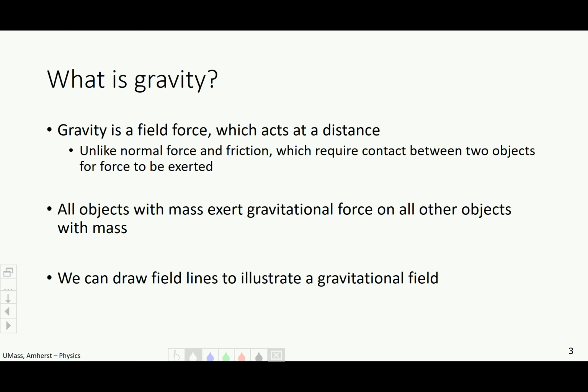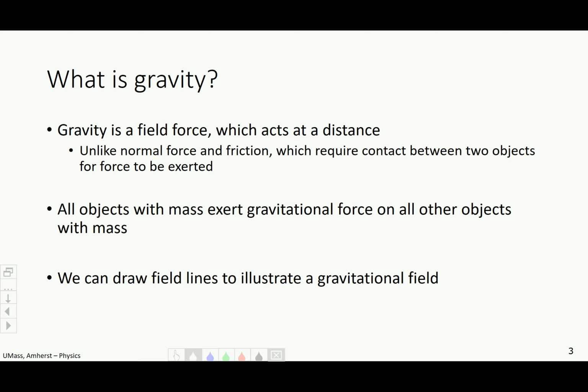All objects with mass exert a gravitational force on all other objects. So we think of gravity typically as from the Earth on us, but everything with mass exerts gravity on everything else with mass. You have a gravitational attraction to your phone. You have a gravitational attraction to your desk or anything else.